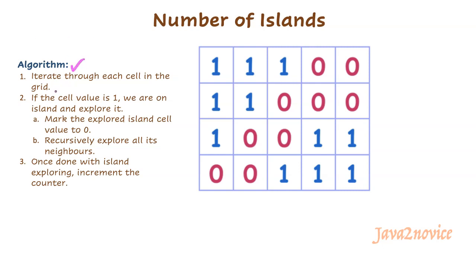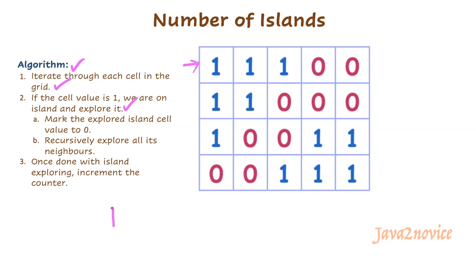As a first step, we will iterate through each cell in the grid. We will use two for loops to iterate through the 2D grid. Let's say we are here now. The cell value is 1. If the cell value is 1, we are on an island. Let's consider we are on an island and we need to explore the island. How to explore the island?